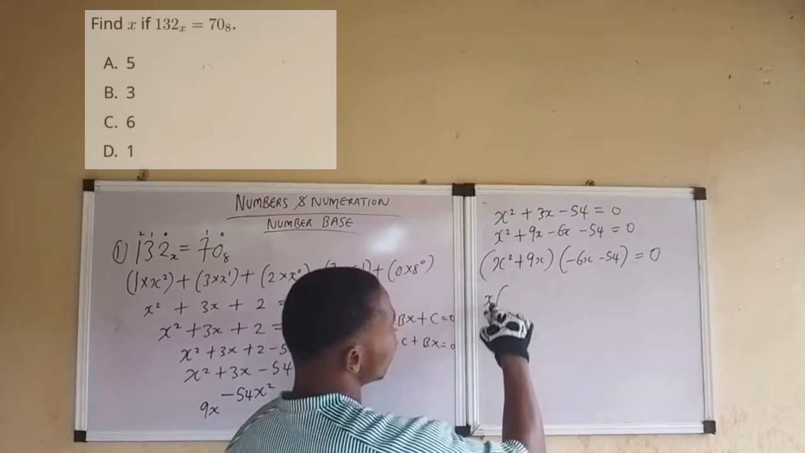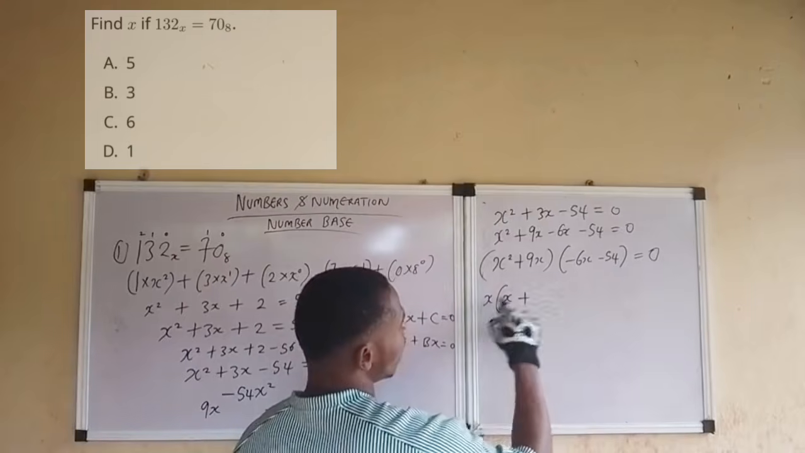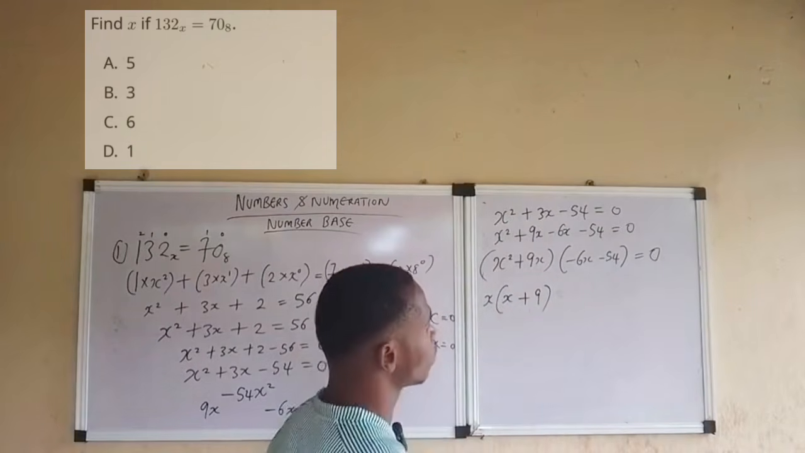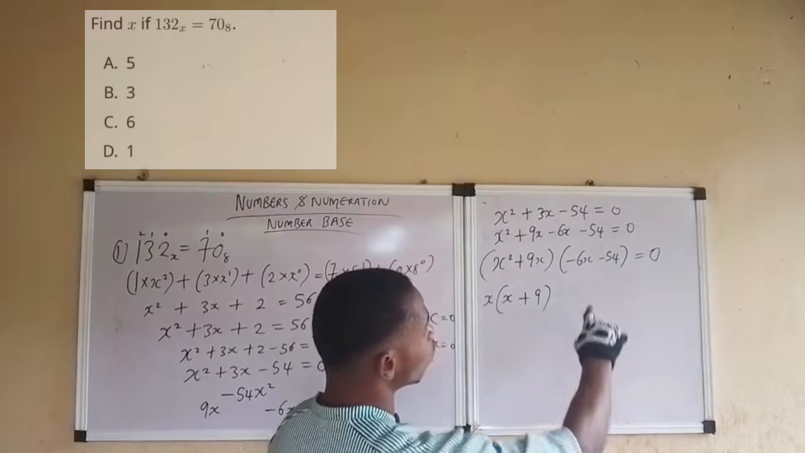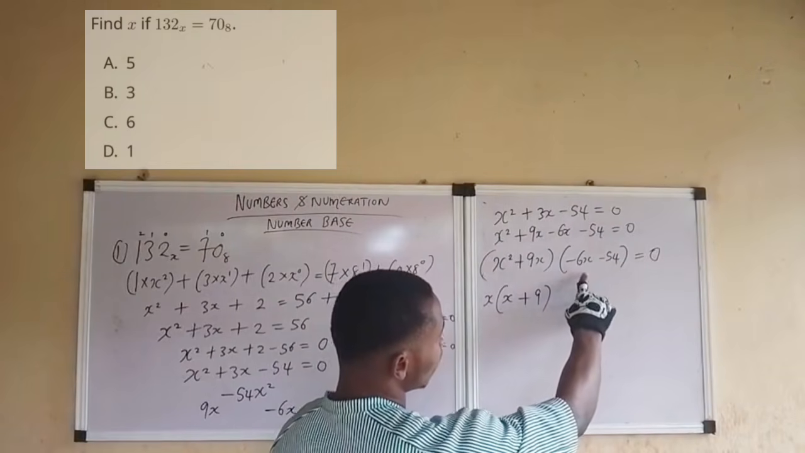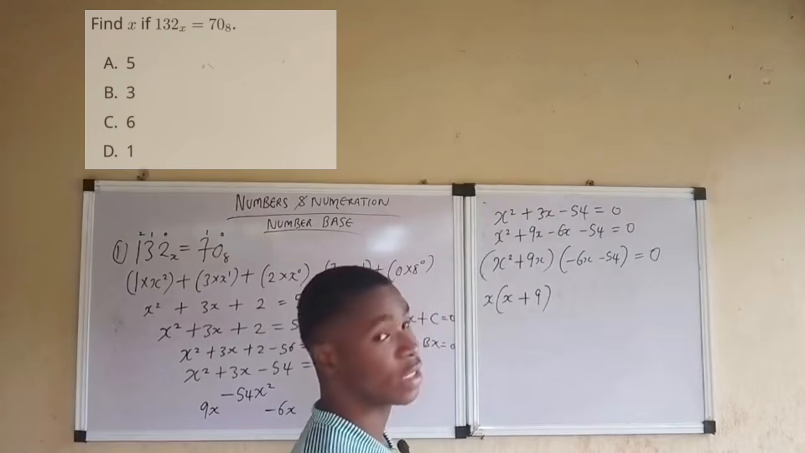So x squared divided by x is going to give me x. Then you put your plus sign. 9x divided by x is going to give me 9. You write it down. Now, we are in the second number. Also, find a common term that can divide minus 6x and minus 54. You must also include the sign.